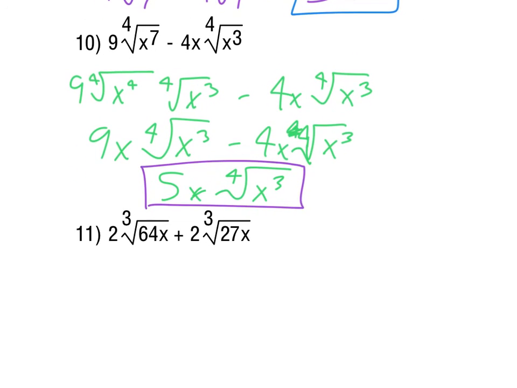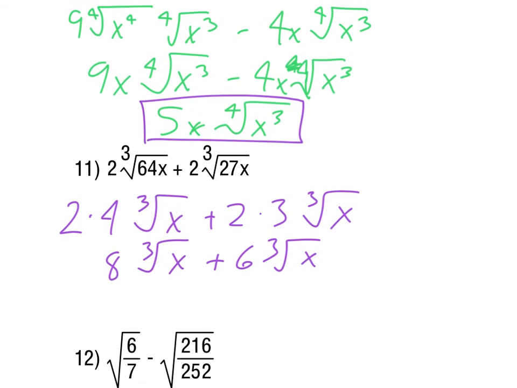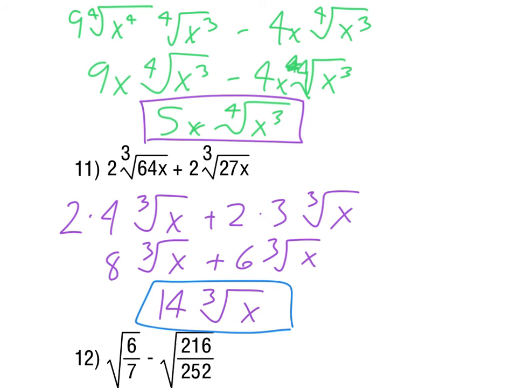Moving on to number 11. Again, it looks like we could try to simplify the cube root of 64x and the cube root of 27x. With this one in particular, the cube root of 64 is 4, and we'd still have that cube root of x that we can't do anything with. Cube root of 27 likewise is 3, and we still have the cube root of x. So we end up with 8 cube roots of x plus 6 cube roots of x. Adding those together, 8 plus 6 gives us 14. So 14 cube roots of x is what we end up with for number 11.